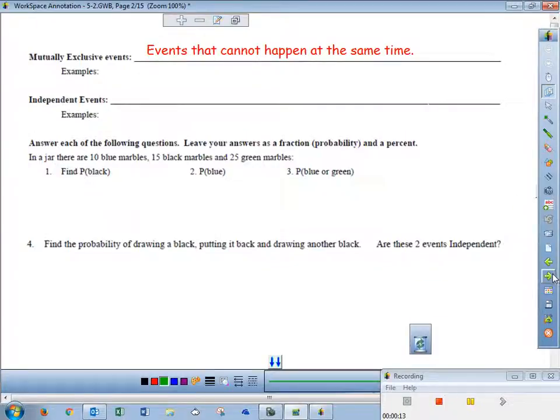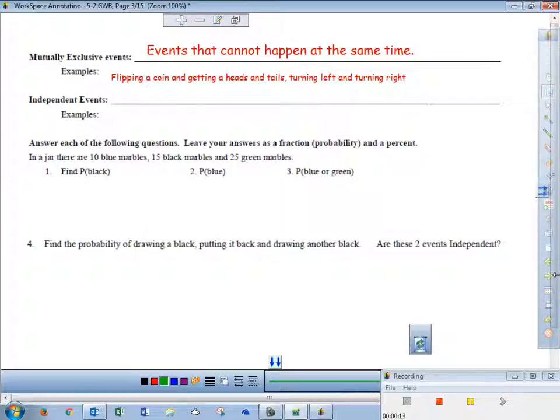Here's some examples, like if you were to flip a coin, and to get a head and a tail, you can't get heads and tails at the same time. Those are mutually exclusive events. Or like if you're in a car and you want to turn left and turn right at the same time, you just can't do that. So mutually exclusive means two things that cannot possibly happen at the same time.